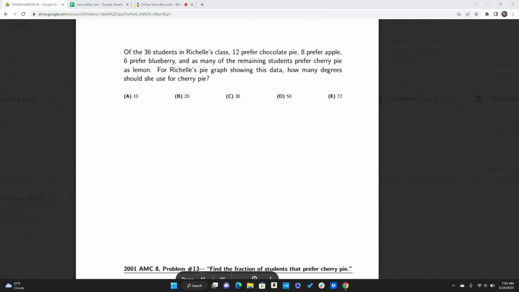Okay, Rochelle's class. 12 prefer chocolate, so 12 for chocolate, 8 for apple, 6 for blueberry, and as many of the remaining students prefer cherry as lemon. I'll just draw it out. That's cherry, and that's chocolate. Cherry equals lemon. For Rochelle's pie graph showing this data, how many degrees should she use for cherry pie?